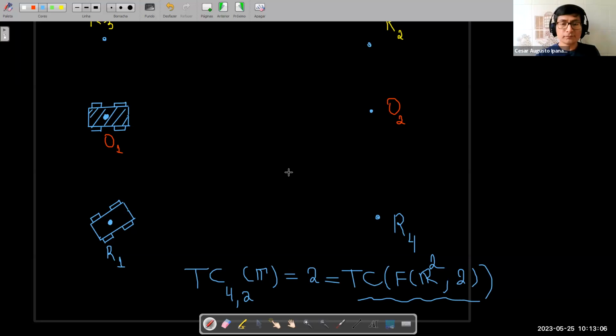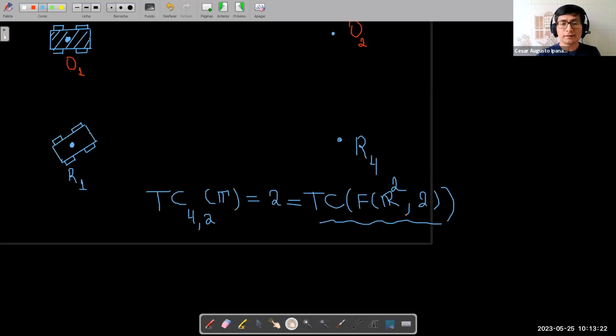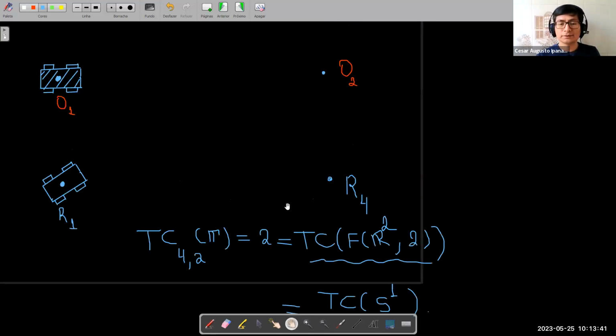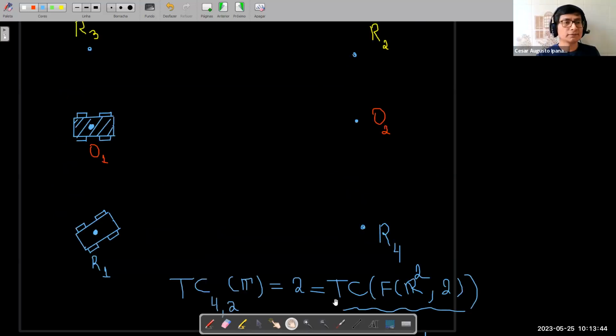An algorithm is easy to show in this situation. We only need to recall how the algorithm is for this configuration space. We also know that this configuration space is homotopy equivalent to S1, and the topological complexity of this is 2. And an algorithm of this configuration space is as follows.